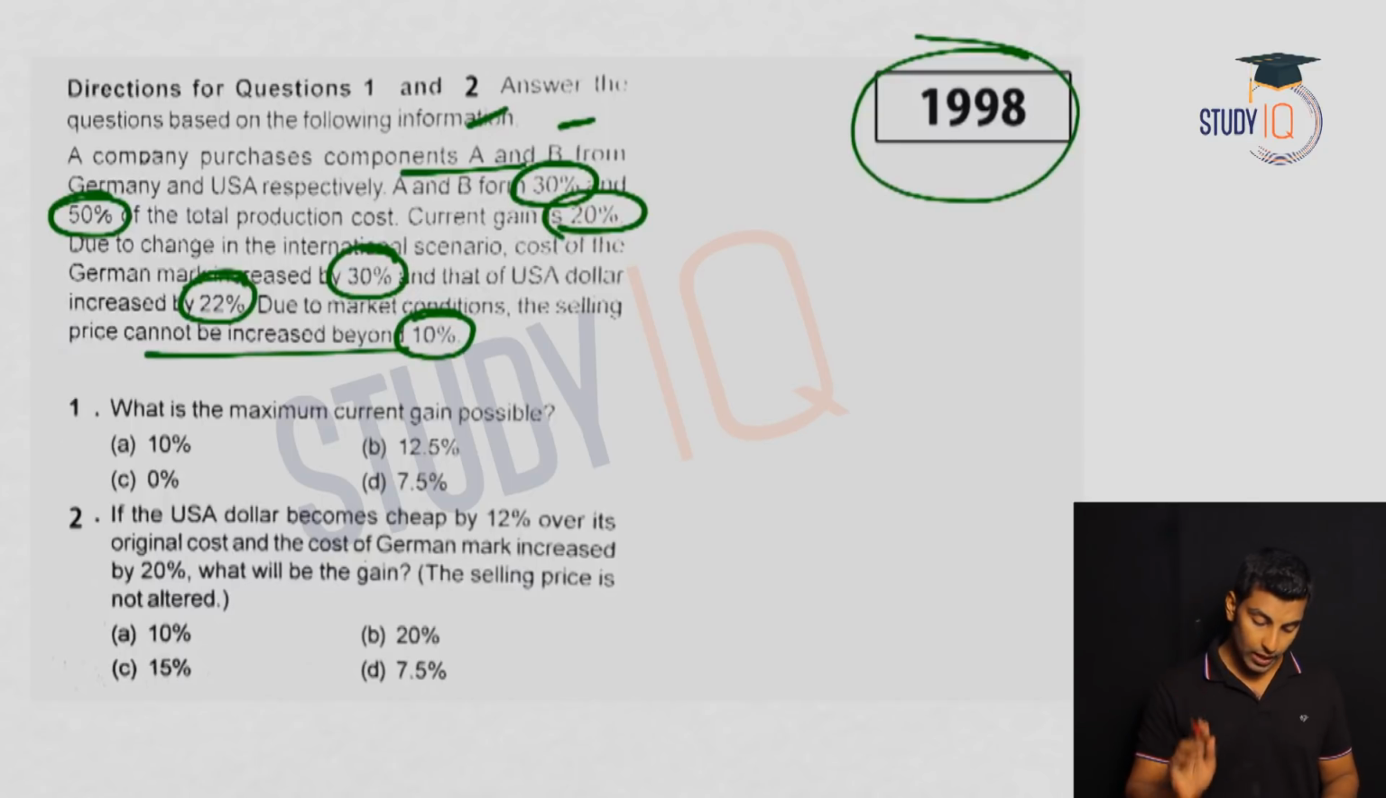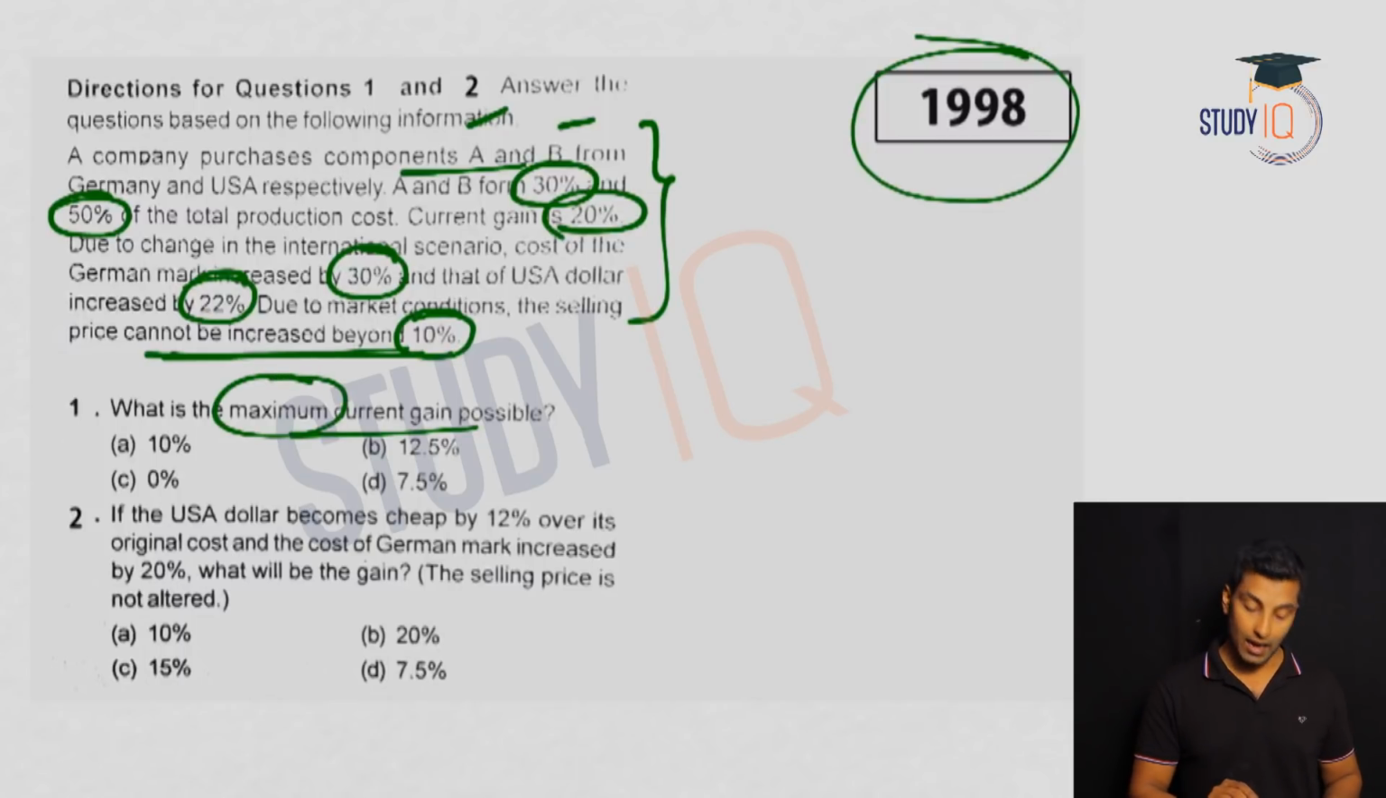Okay, so this is a story. What is the maximum current gain possible? What is the maximum current gain possible means you increased up to 10%. Okay, here you increased up to 10%. Also, this changes had happened. So you are looking for maximum current gain. That means maximum selling price. So let's see the scenario.